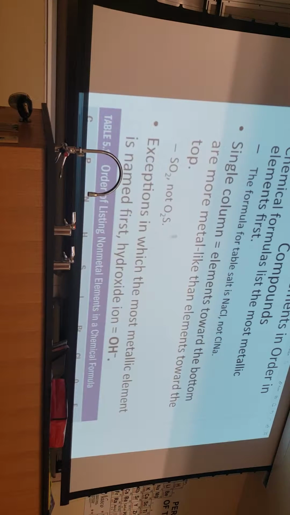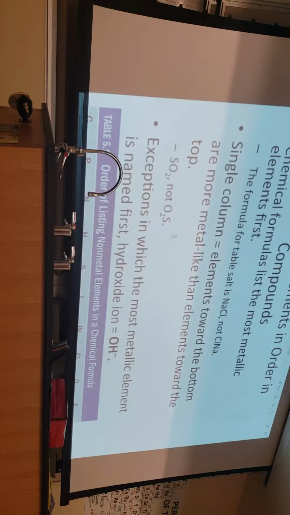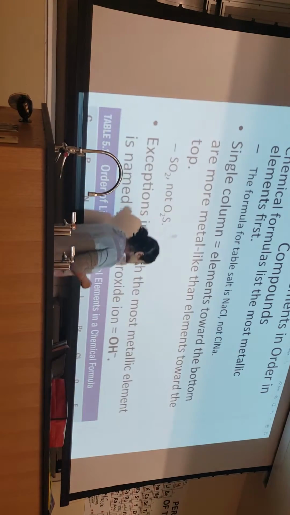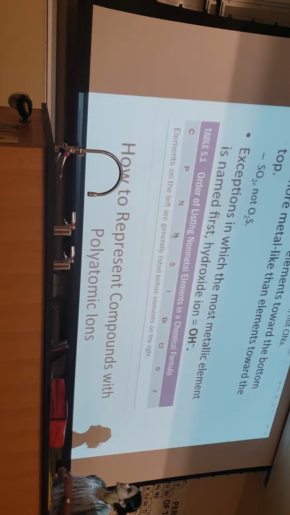When we're going in the same row, we go from left to right. So carbon dioxide, CO2, we say carbon first, then the oxygen, not the other way around. So you'll see that, carbon first, then oxygen. If it's in the same row, it's left to right. If it's the same column, it's top to bottom. There are exceptions, and that you'll see here.